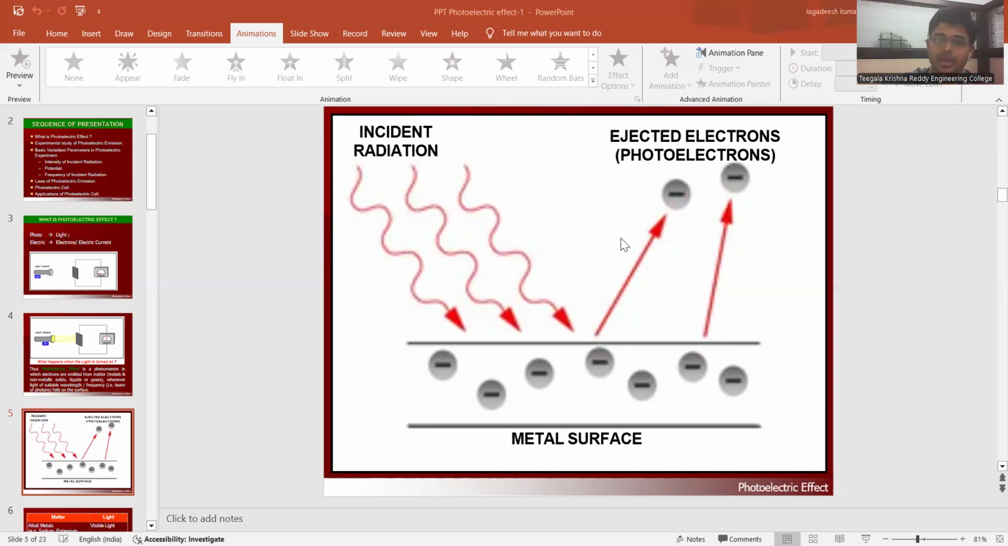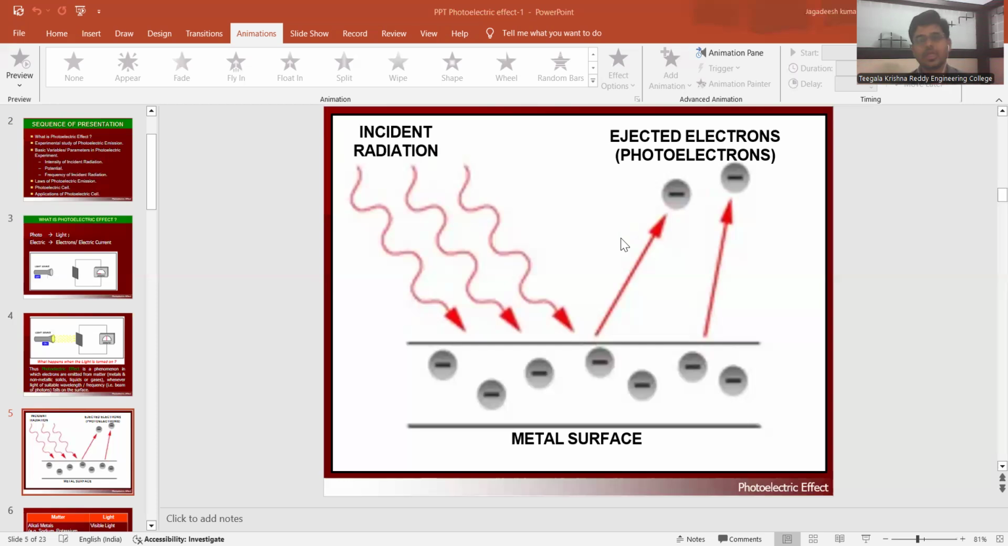Light having suitable frequency is incident on the metal, and from the metal the electron is emitted. That electron passes through the circuit. When the electron passes through the circuit, there is some electric current. That is called the photoelectric current, and this phenomenon is called the photoelectric effect.